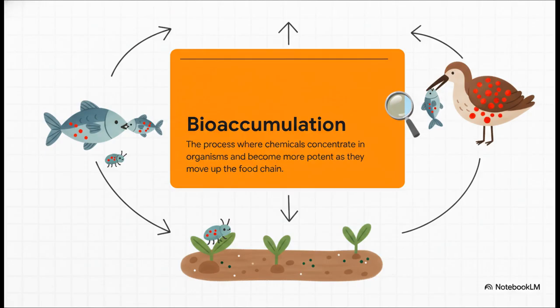Here's how it works. A tiny bit of a pesticide is in the soil and gets into a plant. An insect eats that plant. Then a small fish eats hundreds of those insects. A bigger bird comes along and eats dozens of those fish. You see what's happening? At each step up the food chain, that toxin becomes more and more concentrated. By the time it reaches that top predator, a tiny initial dose has become a deadly poison.